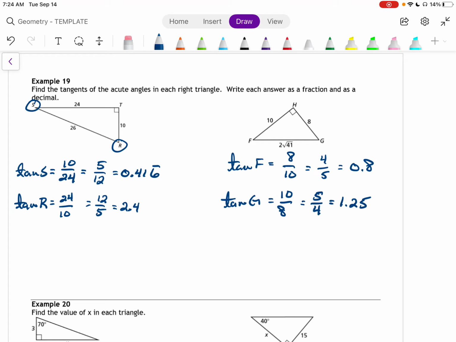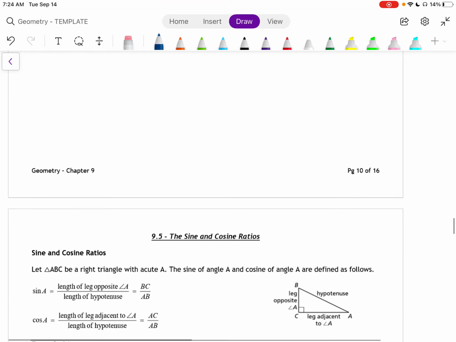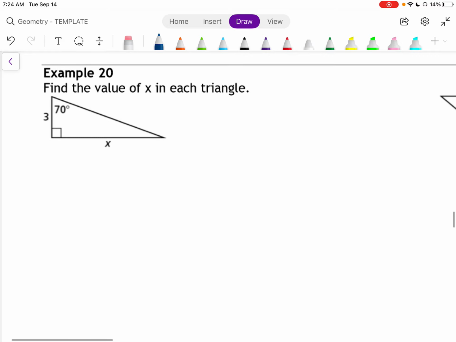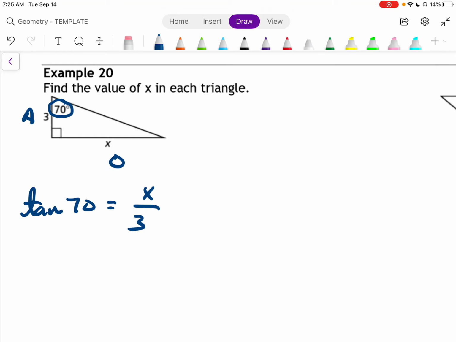All right, hopefully that's not too crazy. Let's look at example 20. All right, we're almost done here. Find the value of x for each triangle. So we're looking from the perspective of the 70. x is opposite and 3 is adjacent. So we can say tangent of 70 is x over 3.